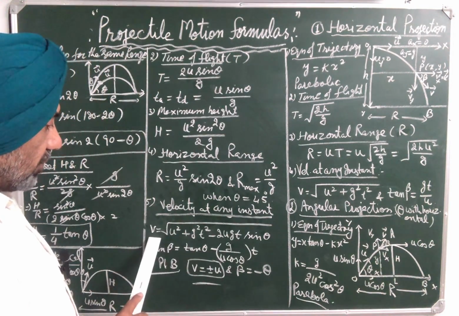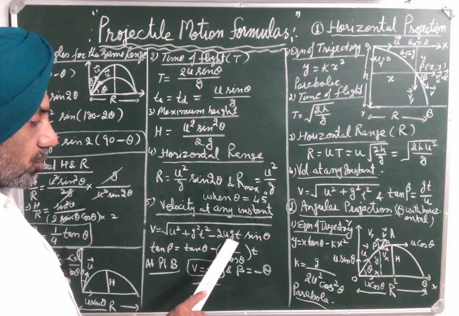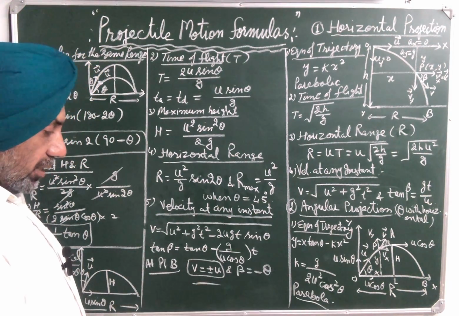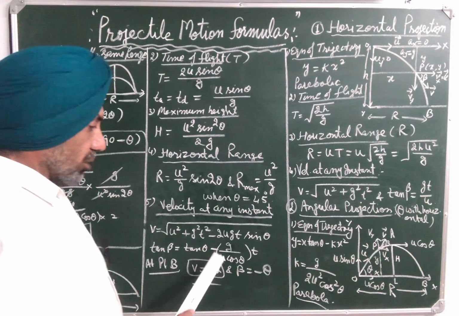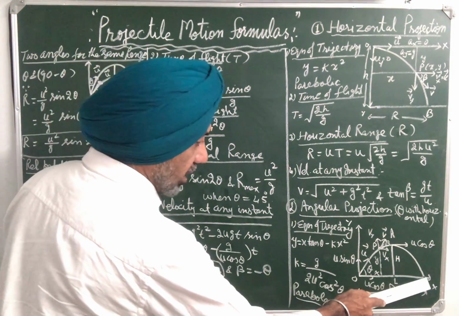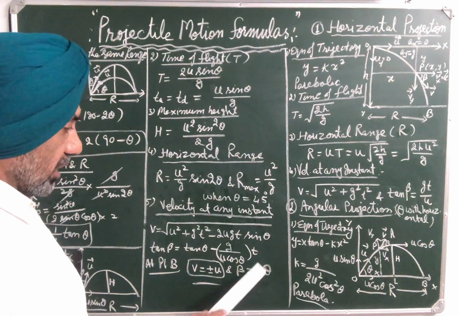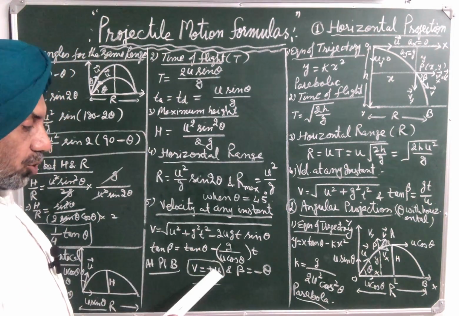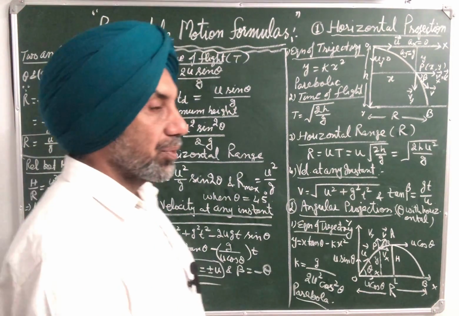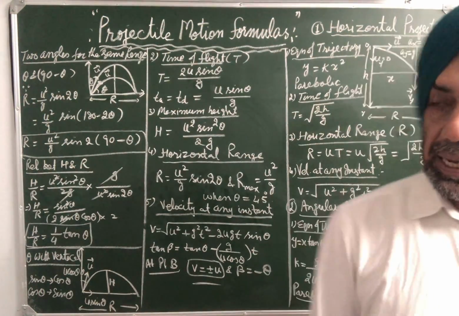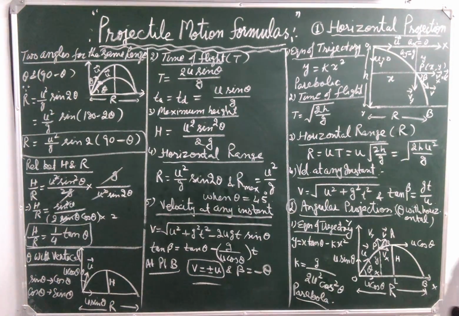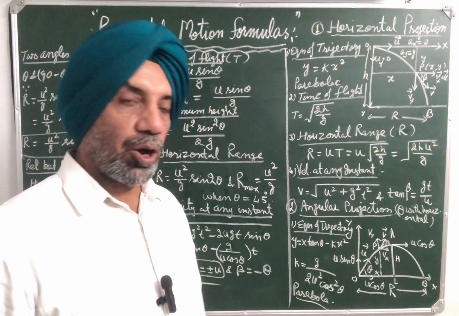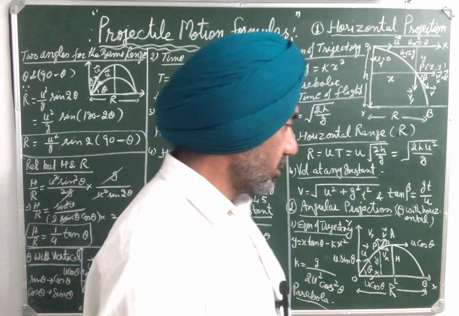Velocity at any instant is given by v = √(u² + g²t² − 2ugt sin θ), or tan β is given by tan θ − (g/(u cos θ))t. Now, if we substitute the value of time of flight, that is, velocity at point B, put t equal to capital T and substitute the value of 2u sin θ/g, you will get v equal to ±u and β equal to −θ. It means the projectile will strike the ground with the same speed and in the opposite direction at point B.